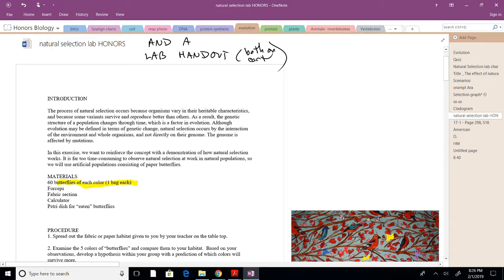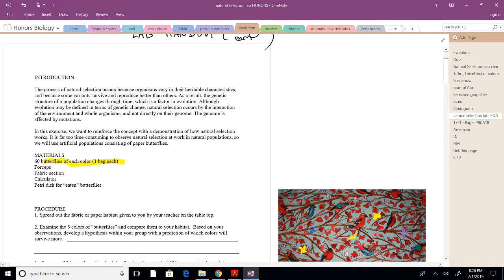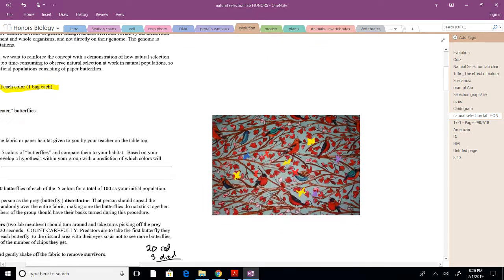Now, some of you are going to have a different mix of colors than others, and that's because of the background that you're going to have. The background is going to be a piece of fabric that represents an environment, flowers and trees and bushes and all sorts of things that the butterflies are resting on. So I've got a little sample here, a piece of fabric, and I have put butterflies of 3 different colors on this little picture.